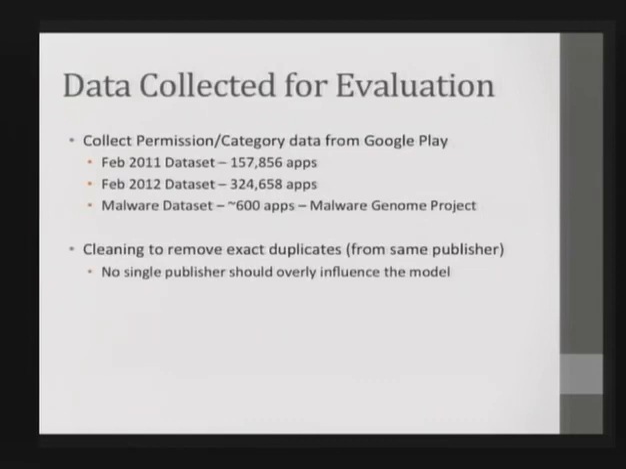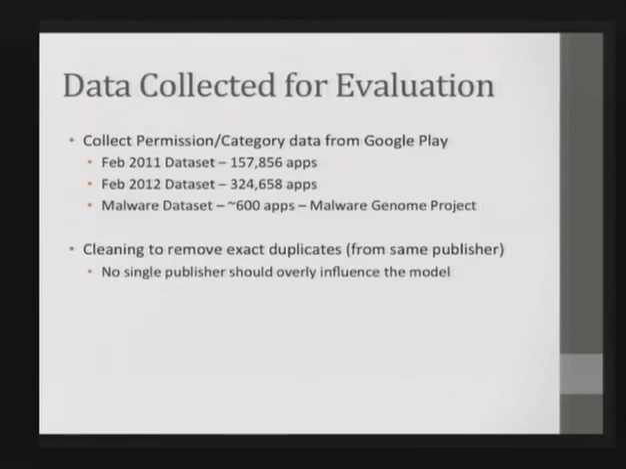So for our evaluation, we collected 2 data sets from the Google Play Market. We collected one in February 2011 with about 158,000 apps, and one a year later in February 2012 with about 325,000 apps. And we had a small malware data set with about 600 apps in it from a project called the Malware Genome Project. They give out Android malware to research communities, so if this is something you want to use, you could ask them, or you could ask your advisor to ask them to get that.